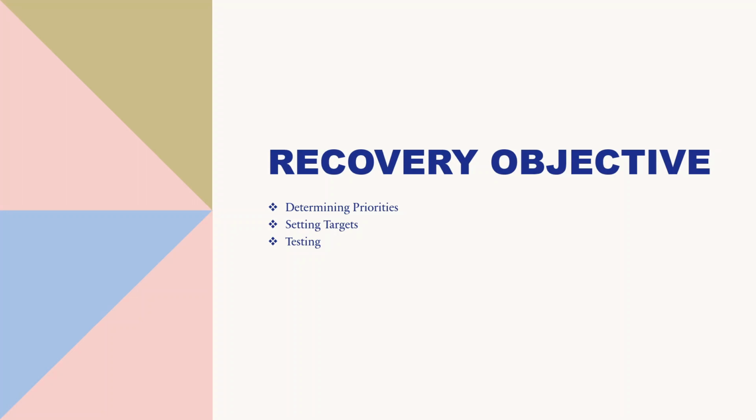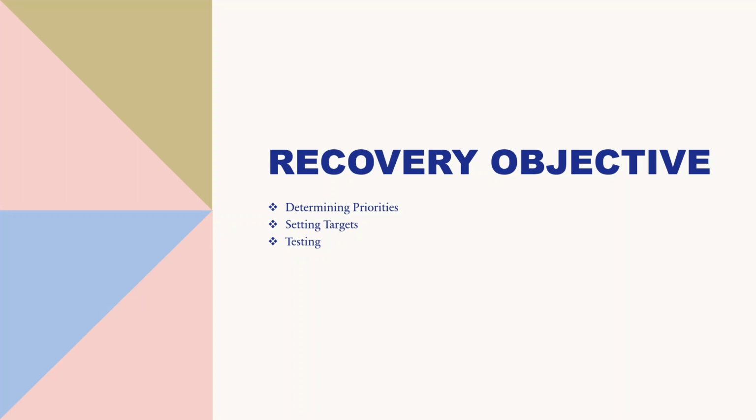RTO and RPO are used to determine recovery objectives in the following ways. Determining priorities: RTO and RPO are used to determine the priorities for restoring critical systems and data. Based on their RTO and RPO, the critical systems and data can be categorized into tiers based on their importance, which helps in prioritizing the recovery process. Setting targets: RTO and RPO are used to set targets for recovery time and data loss. These targets help to ensure that the recovery process is completed within the required time frame, minimizing the impact of the disaster on business operations.